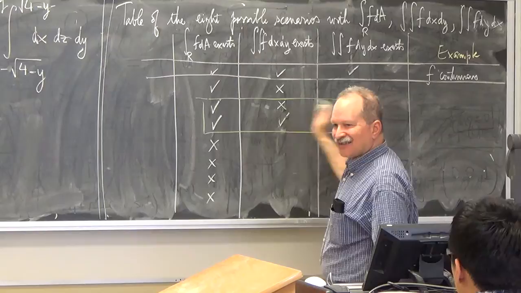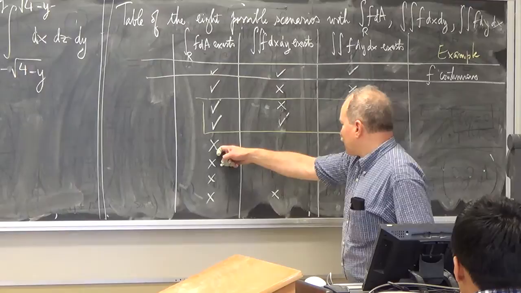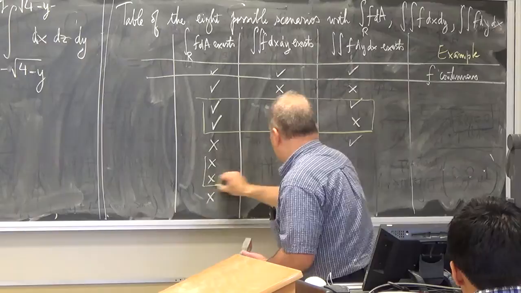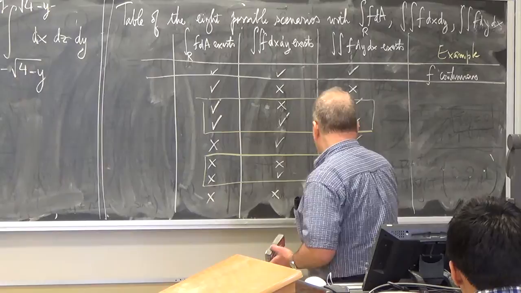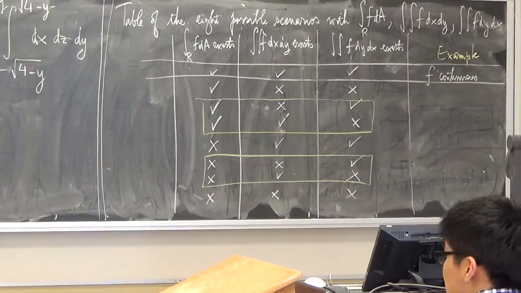All right, now we can have x, x, x, where none of them exists. You could have x, and both the iterated integrals exist, or again, you have the symmetric case, where you can do x, check, check, x. If you know how to do one of them, you can swap x and y with the other. All right. So, any ideas of examples of these things?